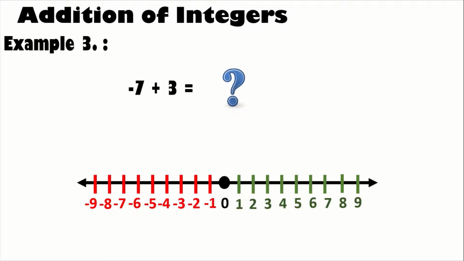Negative 7 is located at the left side of the number line. So we will move from left to right because it is plus 3. So 1, 2, 3. And negative 7 determines the sum for this equation. So the answer will be negative 4.